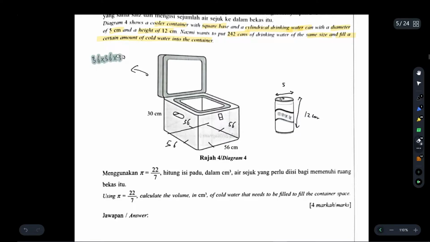Yeah, you know what? I'm just gonna write the formula. I think it's called the length times the width and then times the height. And the formula for the cylinder is, I think, pi r square h. The r stands for the radius and the h stands for the height.